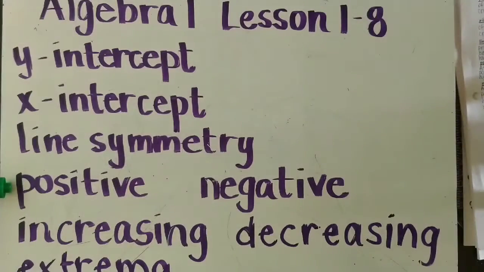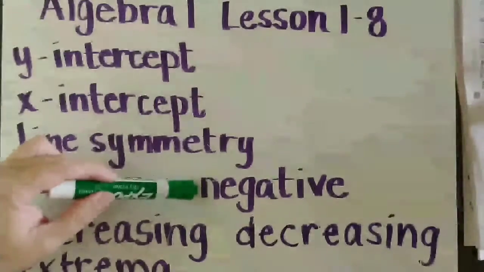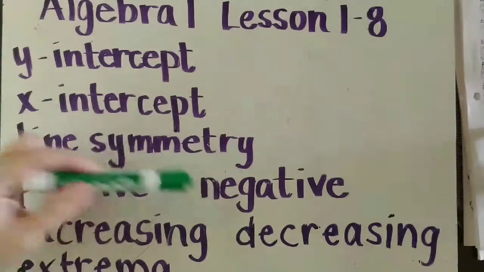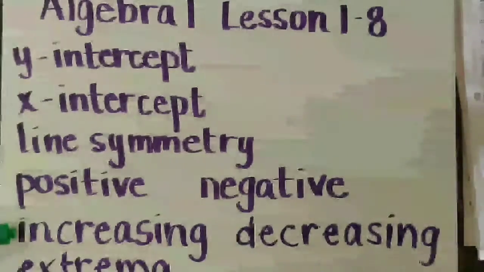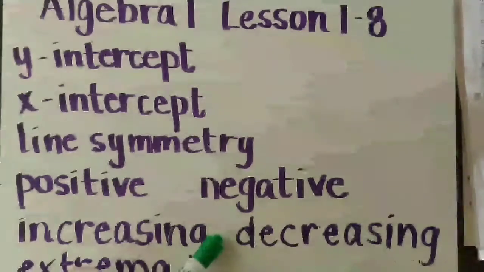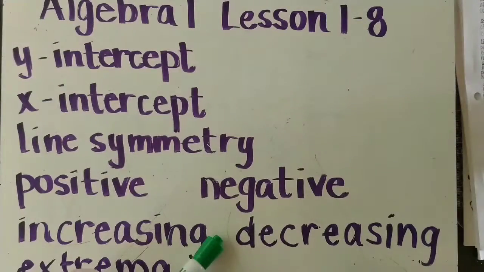Positive, a function is positive on a portion of its domain where a graph lies above the x-axis. Negative, a function is negative on a portion of its domain where a graph lies below the x-axis. Increasing, the graph of a function goes up on a portion of the domain when viewed from left to right. Decreasing, the graph of a function goes down on a portion of the range when viewed from left to right.